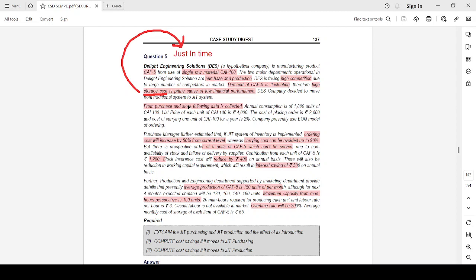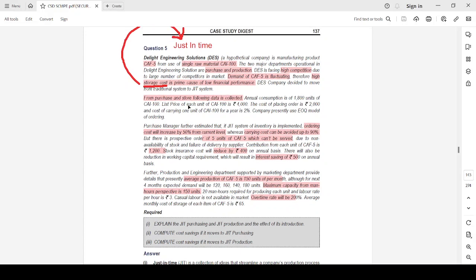Okay, there are two departments. One is purchase and one is production. It's the simplest question that could ever be asked. Okay, if you get this question, you have done some punya. In main exams, if you get it, it's an easy, sure shot 5 marks. Okay, but if you miss some qualifications, it is like, okay, let's see.